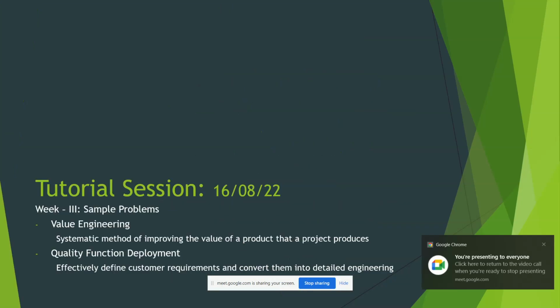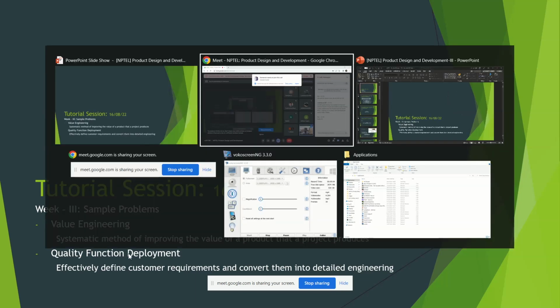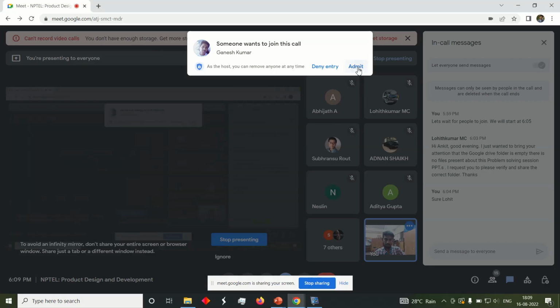Today, as a part of the tutorial session in week three, we'll be looking at sample problems on value engineering and quality function deployment. Value engineering, as we all know, is a systematic method of improving the value of a product that the project produces, and we'll be looking at the problems and the concepts of how it actually produces that.